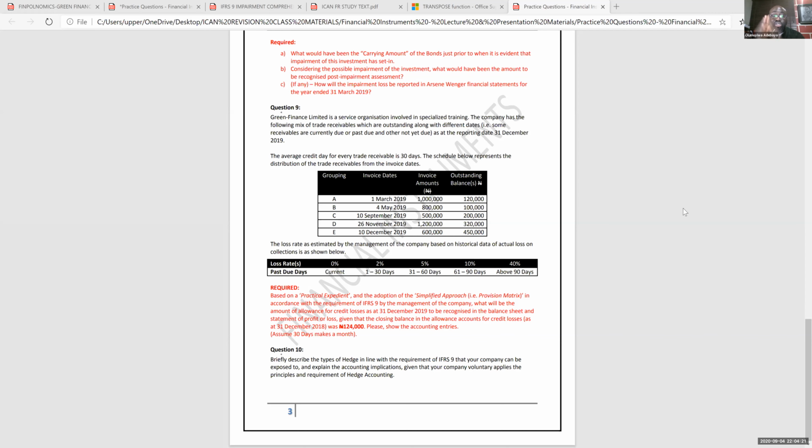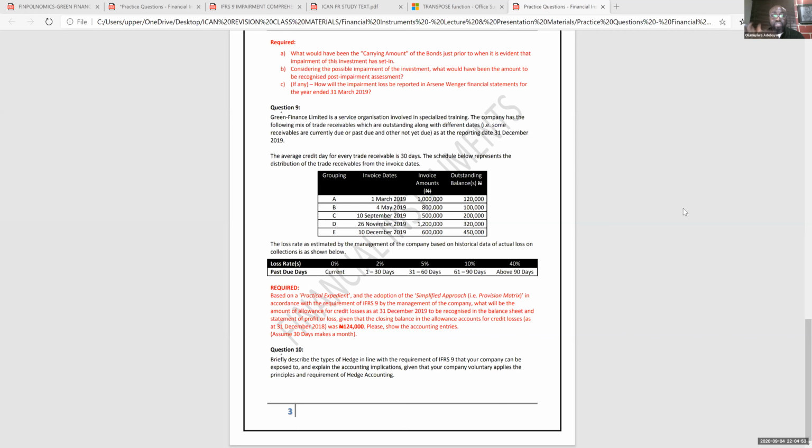For past due days, current is 0%. Current means that they are not yet due because they are still within the credit period. 2% for those that are past due within 1 to 30 days. 5% for those that are past due between 31 days and 60 days. 10% for those that are past due between 61 days and 90 days. While anything above 90 days, the loss rate is about 40%.